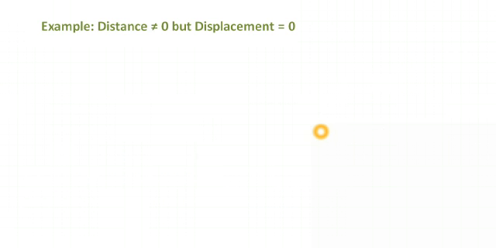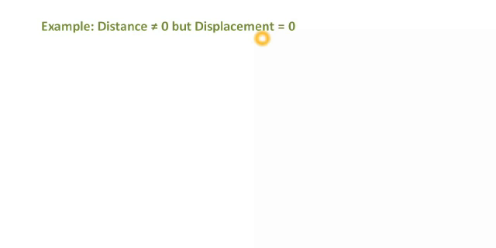Okay. Now let's look at another example where you will see that distance is not equal to 0, but displacement can be equal to 0. So distance is not equal to 0, right? That means the object is covering some distance, but displacement comes out to be 0. Interesting. Now let's look at the scenario.